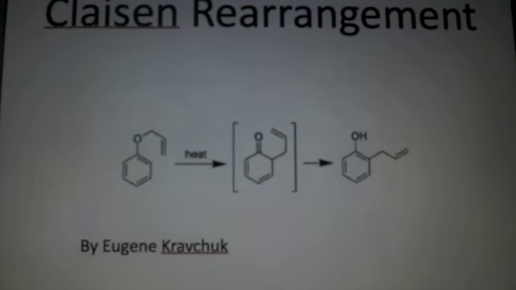This aromatic variation of the Claisen rearrangement is a rearrangement of the allyl phenyl ether to an intermediate which quickly tautomerizes to an ortho-substituted phenol, as we see here in this reaction. Let's see more into this mechanism.